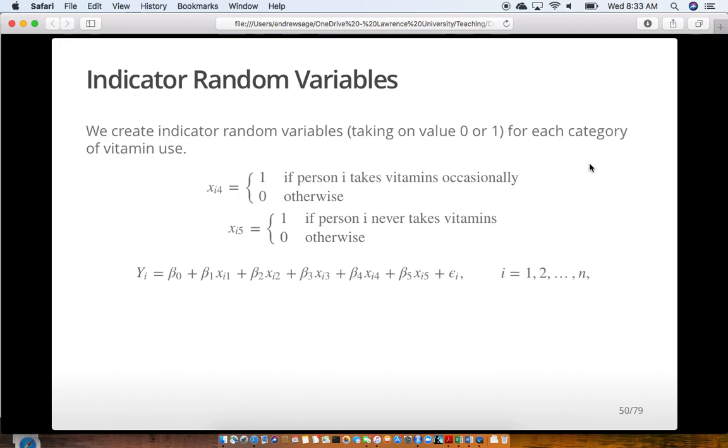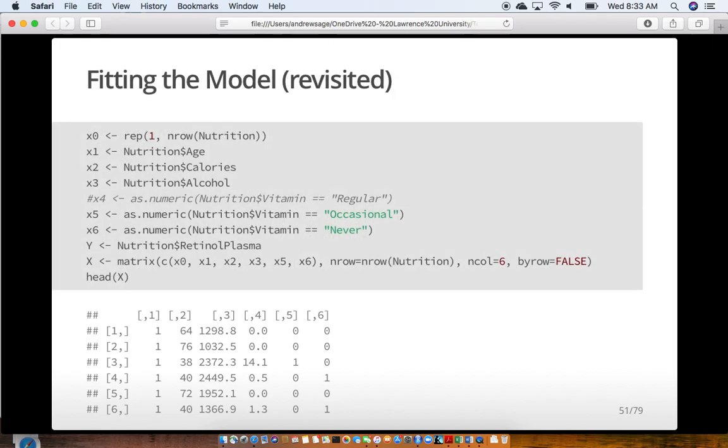So now we'll just set up 2 indicator random variables. X sub i4 will be 1 if the person takes vitamins occasionally, 0 otherwise, and X sub i5 will be 1 if the person never takes vitamins, and 0 otherwise. So we now write our model with 5 variables and fit it in R as you see.